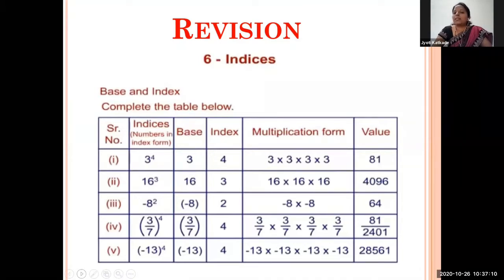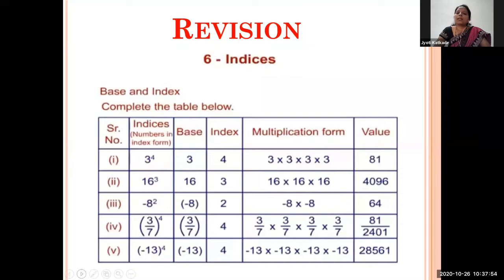When an index is given, that is index 4, we have to take multiplication of that base that number of times, that is the index. So take multiplication of base 4 times, that is 3 into 3 into 3 into 3. Why 4 times? Because the index is 4. So we get value 81.